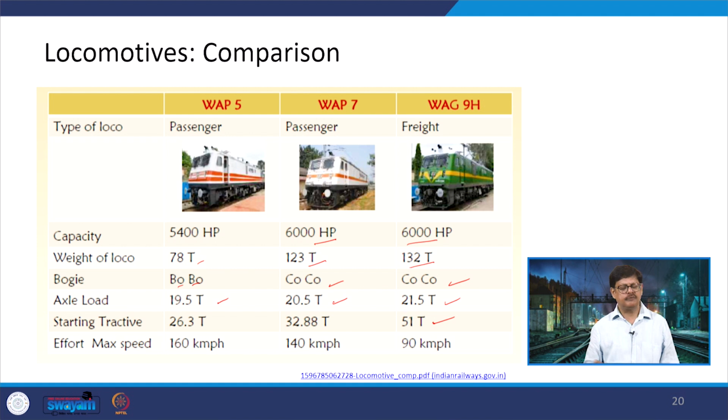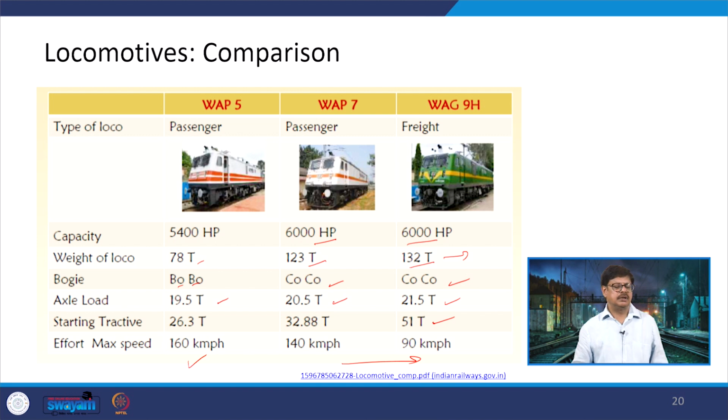So that's where it may require more power at that point of time, but as soon as it comes into the overall operational system, then the requirement of power will be different. And we will be talking about these resistances which are offered by the tracks in the subsequent lectures. Then, for the maximum speed, it is highest in WAP5, but as we go to the higher loads of the locomotive, the speeds are reducing. So it is coming to only 90 kilometers per hour in that case.